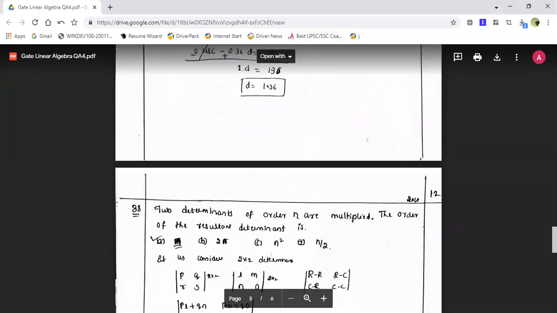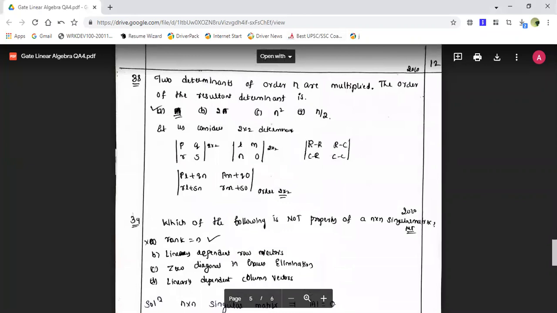So now the next example let me take. Here you can see two determinants of order n are multiplied. Then the order of the resultant determinant is? That's the question. If one determinant is of order n, another determinant is also of order n, when you multiply these two determinants, what is the order of the resultant determinant? That's the question. So let's understand with some simple order determinant.